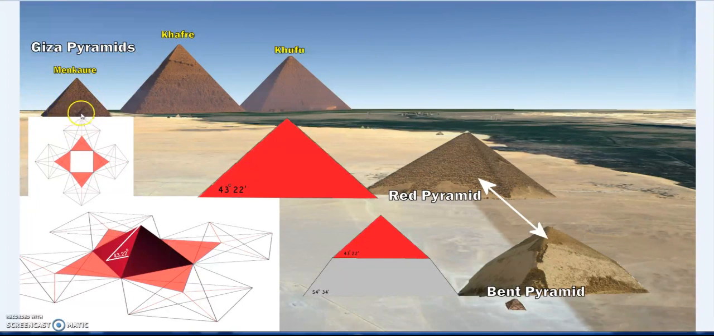Menkaura's pyramid is 200 Egyptian royal cubits on the base at its longest side. So 200 Egyptian royal cubits wide, 200 Egyptian royal cubits high. The red and the bent pyramid are at the same height. However, the top portion of the bent pyramid is at the same angle as the red pyramid. So the top portion of the bent pyramid folded out would create a series of pentagons or pentagrams.